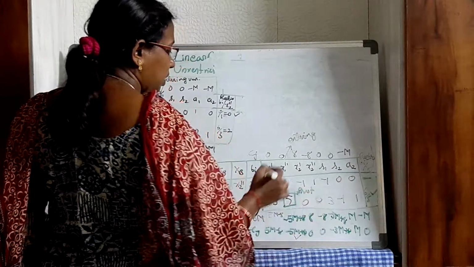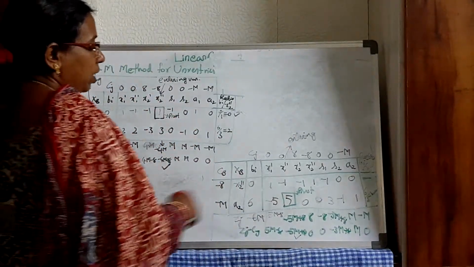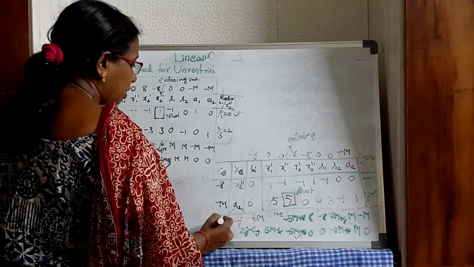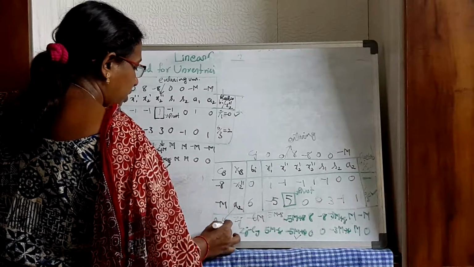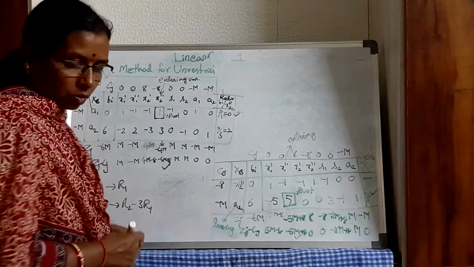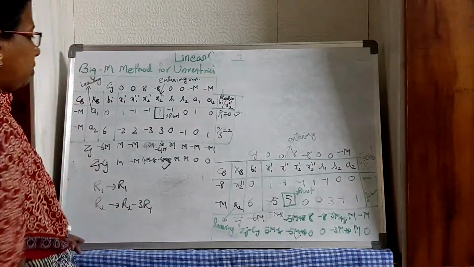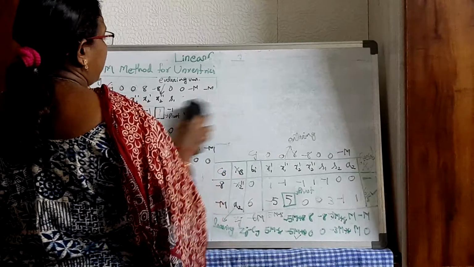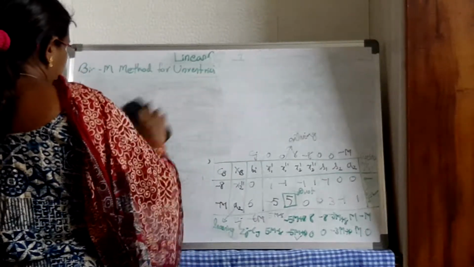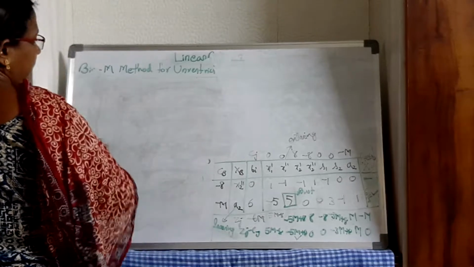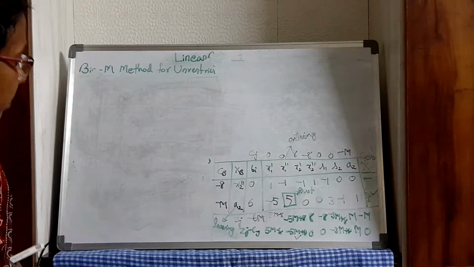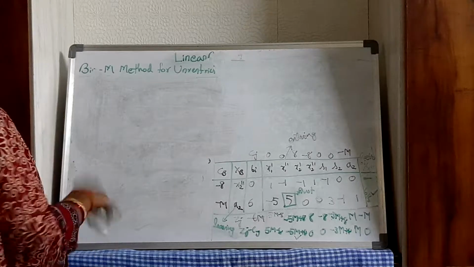Now you have to make this 5 as 1 and all other elements in that column as 0. And this is the leaving variable because corresponding to this you have the minimum ratio. So now draw another table by making the necessary row transformations. So I will draw the table.